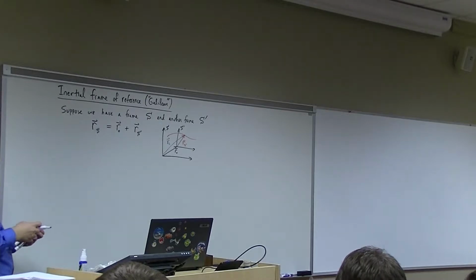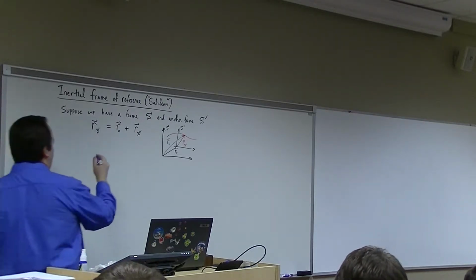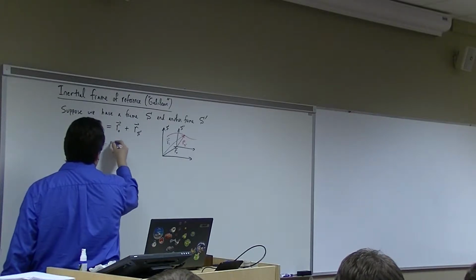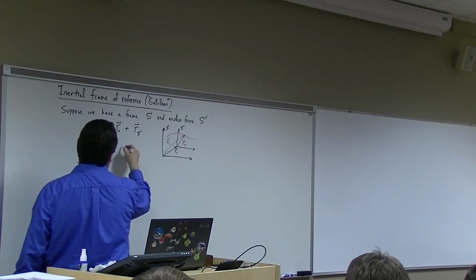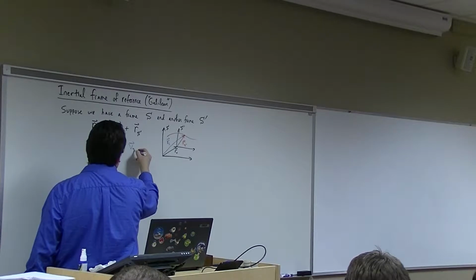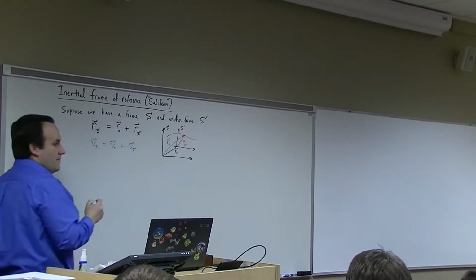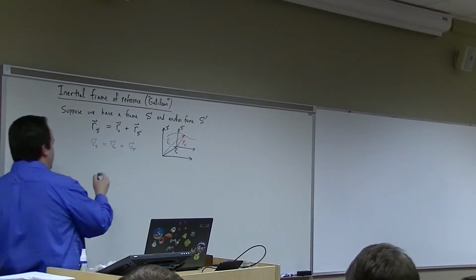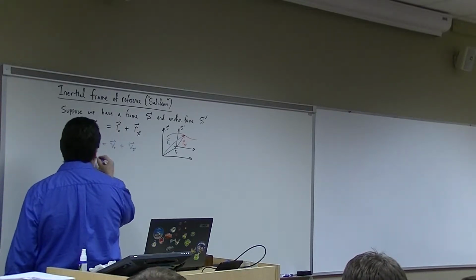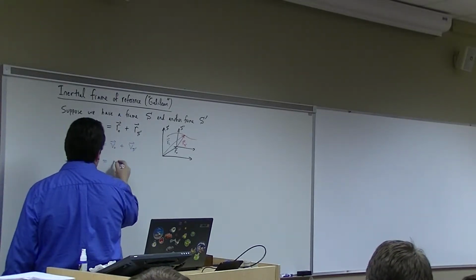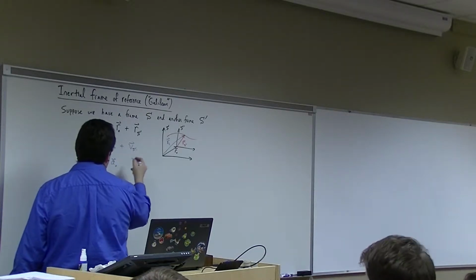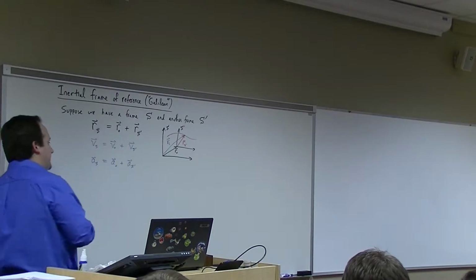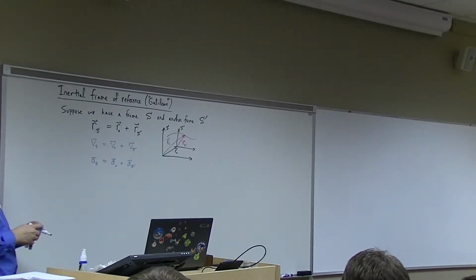Then what? You differentiate this, and you get the velocity measured with respect to S is equal to the velocity of the coordinate system moving plus the velocity measured with respect to the moving coordinate system. And then finally, if you differentiate again, you get the acceleration measured in the S system is equal to the acceleration of the origin plus the acceleration as measured in the other coordinate system S prime.